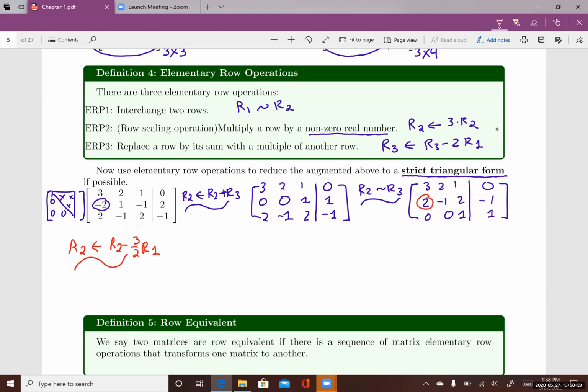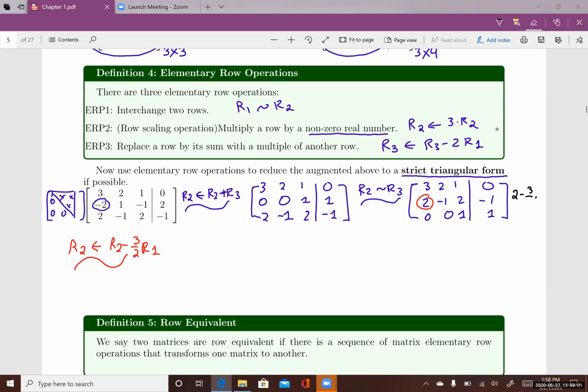So how do I know that I use R2 minus 3 over 2 R1? I do it in my scratch paper. So 2, right? If I minus 3 over 2 times 3, then it should be 2 over 3. No, 2 over 3, yeah. See, so I need to have 2 over 3.